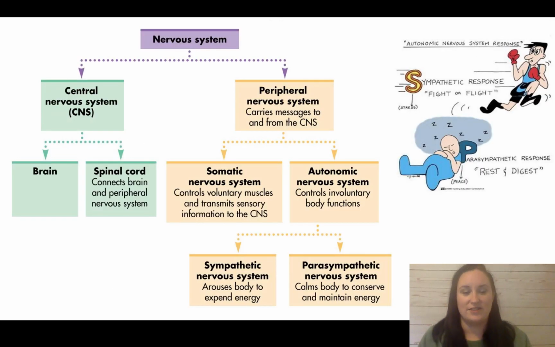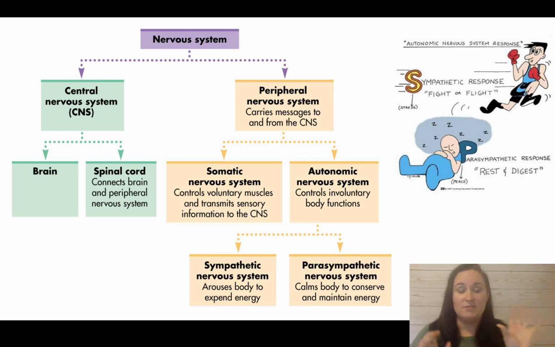So here's a diagram of the 2 different main parts, the central nervous system and the peripheral nervous system. Again, central nervous system, central, think brain, spinal cord, and then peripheral is everything else. Its goal is to carry the messages back to the central nervous system, because that's the brains of this whole system, right? Literally. So the peripheral is broken up into a couple parts.